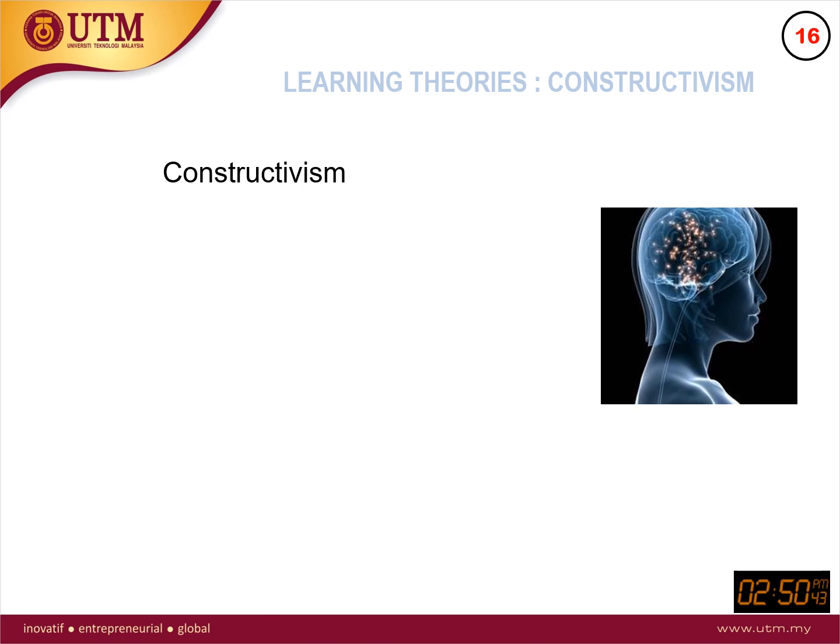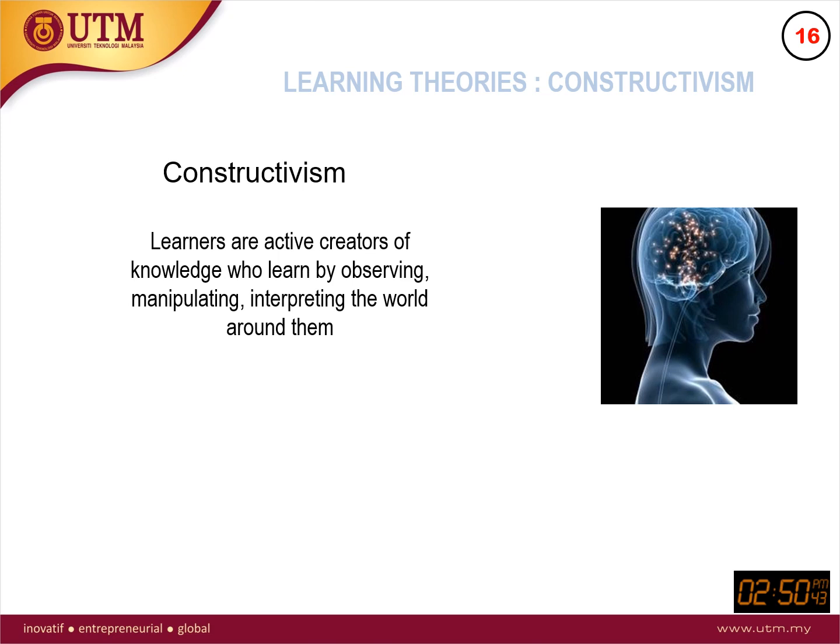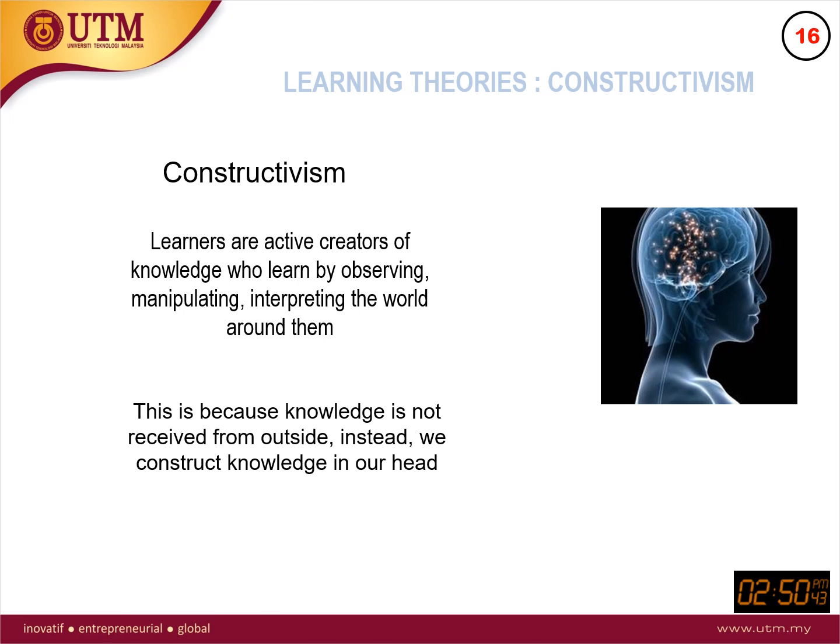Then the third type of learning theories is Constructivism, which means that learners are active creators of their own knowledge, who learn by observing, manipulating, interpreting the world around them. It's all about the students, and they are independent in how to observe things, how to explain things around them, and then retrieve and save this information inside their heads. This is because the knowledge is not received from outside. Instead, we construct the knowledge in our head.